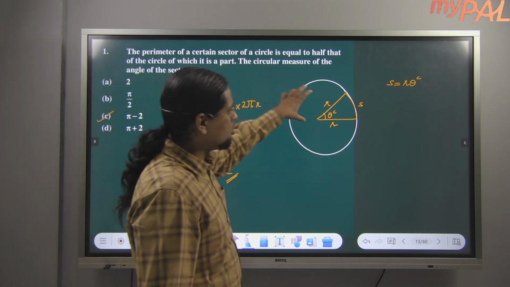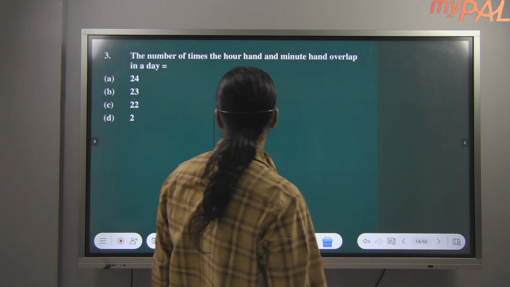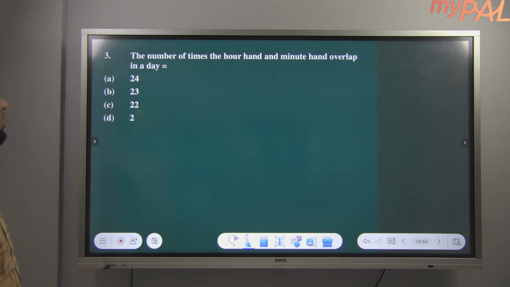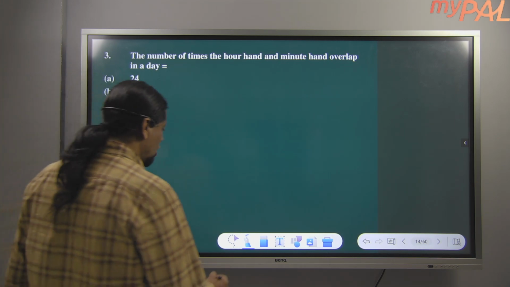Be a little careful and read the question properly. You have to be fast in solving the problems. Now we have one more tricky question. The number of times in a day where the hour and minute hand overlap.